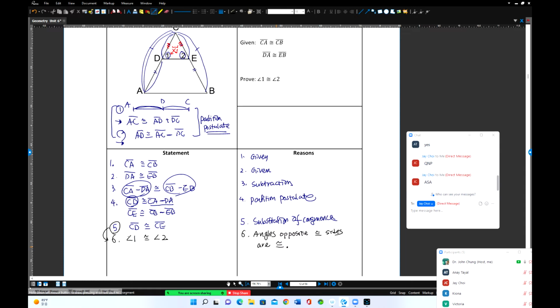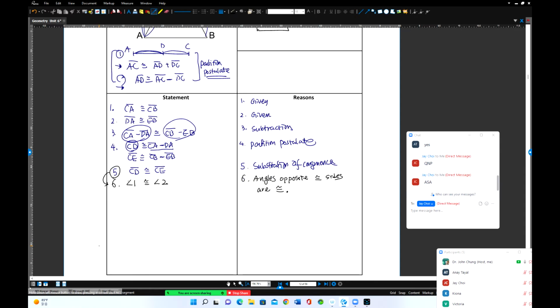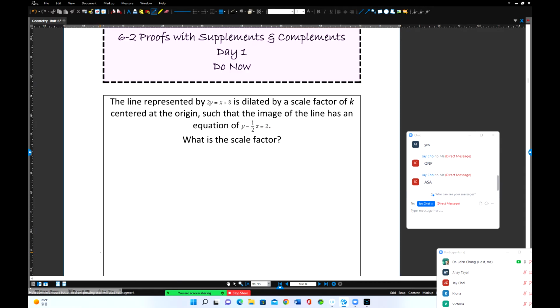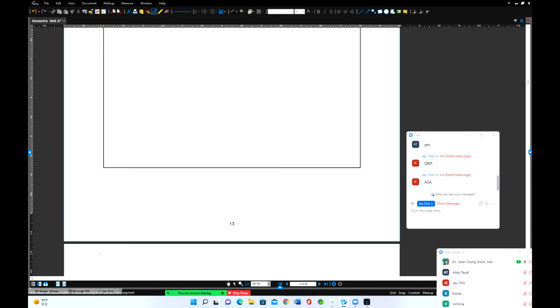But usually corresponding angles, this is not corresponding angles. Angle 1 and angle 2 are not corresponding, okay? That's why we have to go this way. To prove corresponding parts are congruent, we use CPCTC after we prove triangles are congruent. So we're going to have another example for that. After this we're going to do supplements first.